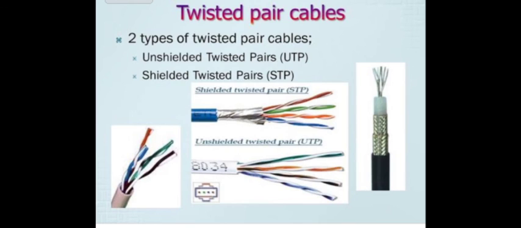UTP has 4 pairs of wires, with each pair twisted together. When we talk about UTP, it is a set of 3 or 4 pairs of wire with each wire in each pair twisted around the other to prevent electromagnetic interference. The example of a UTP application is the telephone network, and the example of STP is television network cable.